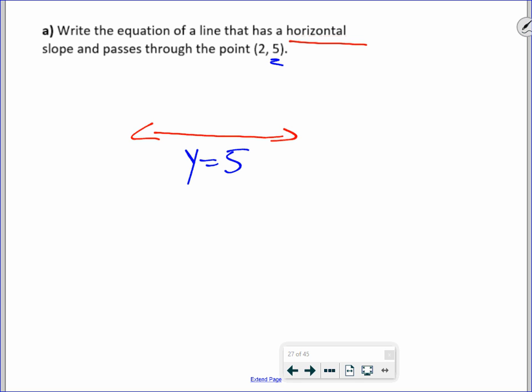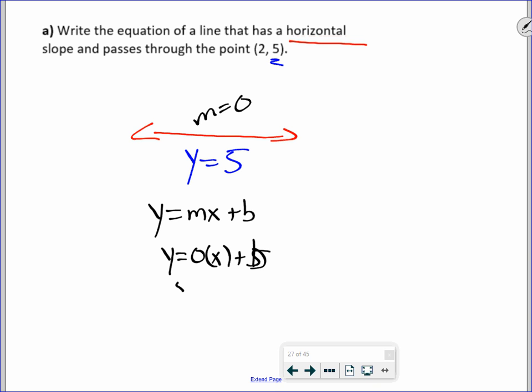If you want to use y equals mx plus b, remember that for a horizontal line, the slope is 0. And so you get y equals 0 times x plus b. If we plug in our values for x and y, we get 5 equals b. And once again, we get y equals 5.